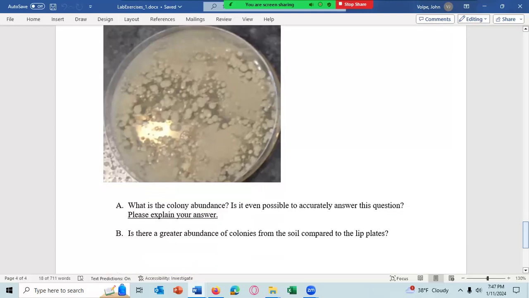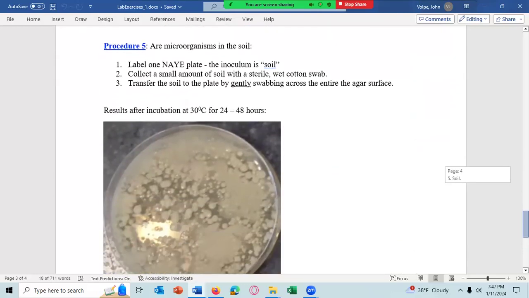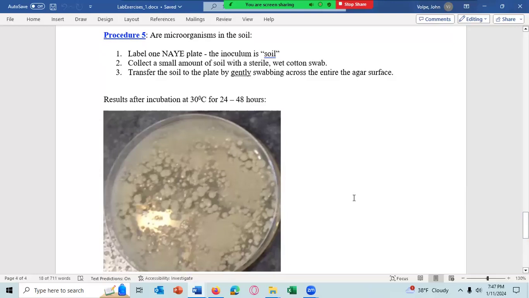Procedure 5A, what's the colony abundance? Is it even possible to accurately answer this question? Please explain your answer. And then procedure 5B, is there greater abundance of colonies from the soil compared to the lip plate? And occasionally I get students writing, well, the lip plate has small colonies, and the soil plate has huge colonies. And I'm going to argue that that is not correct.